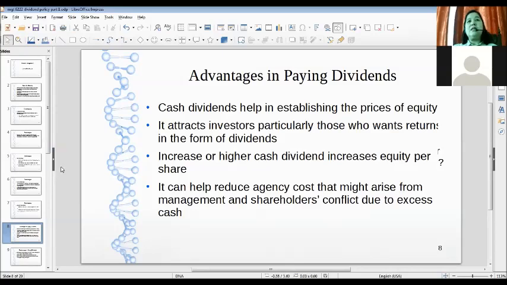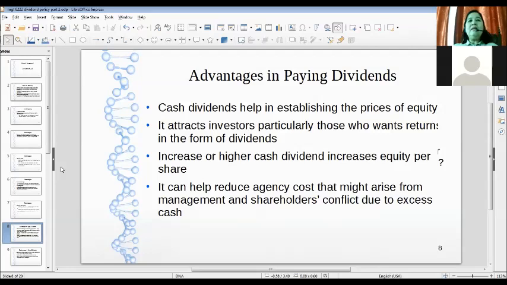Now let's first have the advantages of paying dividends. What are the advantages? When paying dividends, the cash dividends help in establishing the prices of equity. If a corporation pays a dividend to the shareholders, it helps establish the price. That is true, right? If you declare, let's say, the price of your stock was 2 pesos, but because of your declaration, it becomes 2.20. So you were able to establish the price of the equity.